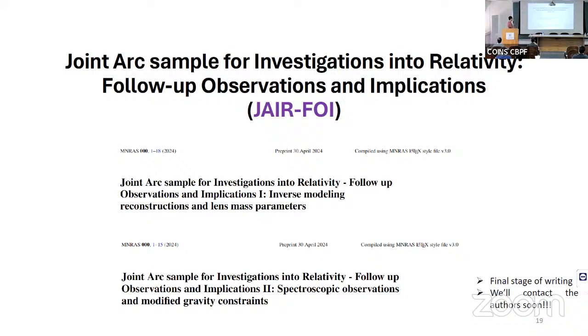This is the name of the paper: Joint arc samples for investigation into relativity, follow-up observations and implications. So yeah, this is Martin's idea.